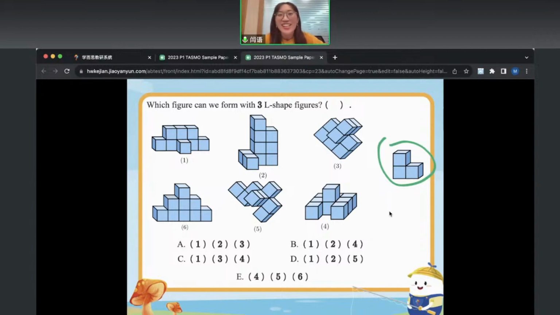Okay, so now let's have a look. Well, for the first one here, you see this is an L shape, right? And can you find the second L shape? Where is it? It is exactly in the middle, right? And what about the third one? The third one is on the right side. Okay, yes. So now we see for picture 1, can.